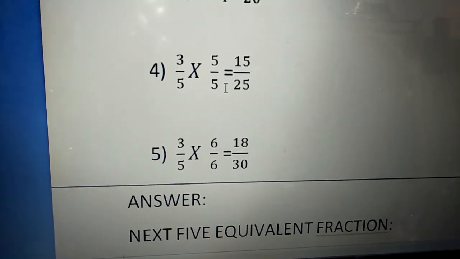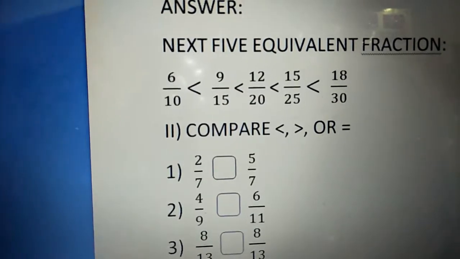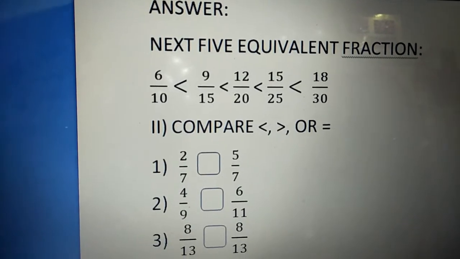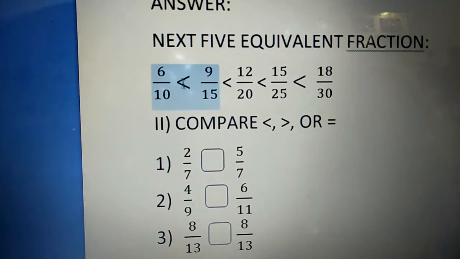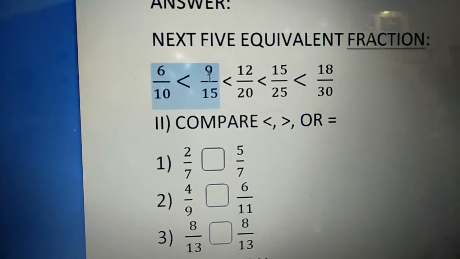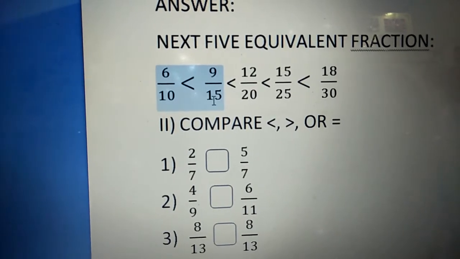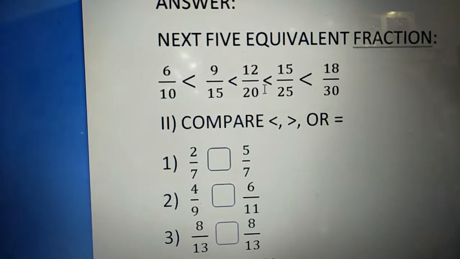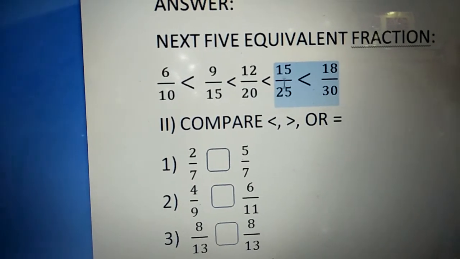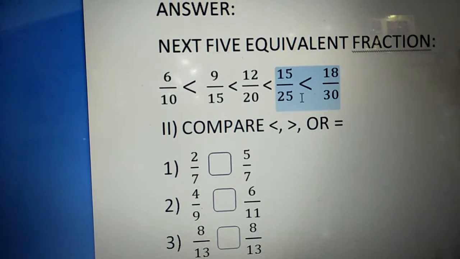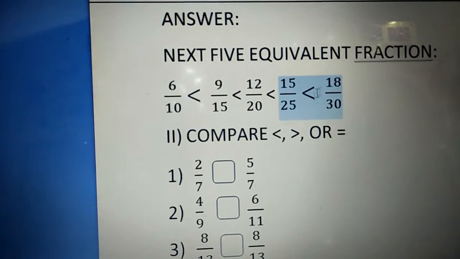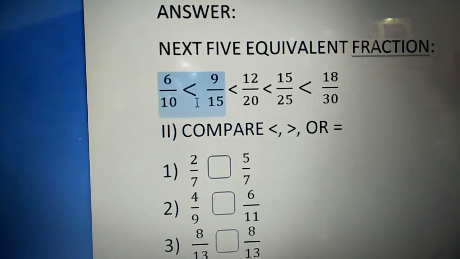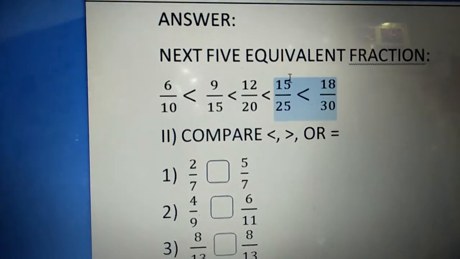So now our answer is 6 divided by 10, 9 divided by 15, 12 divided by 20, 15 divided by 25 and 18 divided by 30. So these are our 5 equivalent fractions, children.